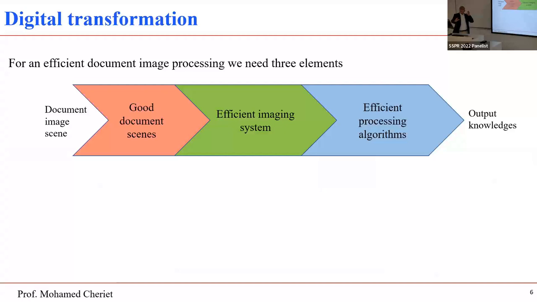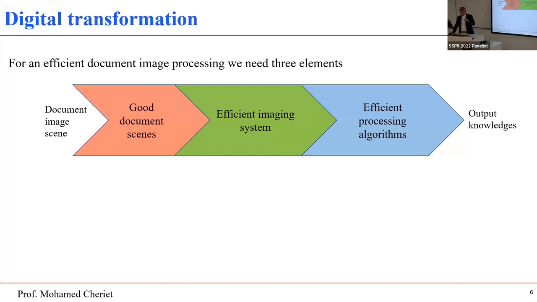If we dig into the pipeline of efficient document image processing, in general, you need three steps. The first step is a good document scene. The second one is the most important, because when you do a pattern recognition task, and this is a bit absent in our field, you need to come back to the knowledge domain. What kind of acquisition system? What kind of information do you have so that you can feed your system? So an efficient imaging system is the keystone element in this study.